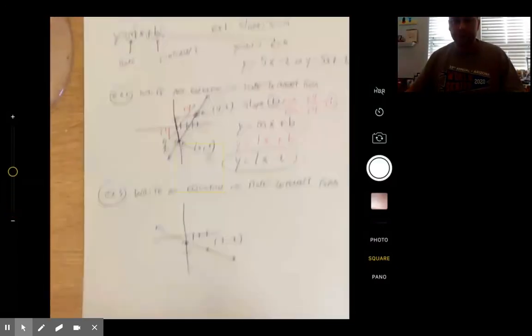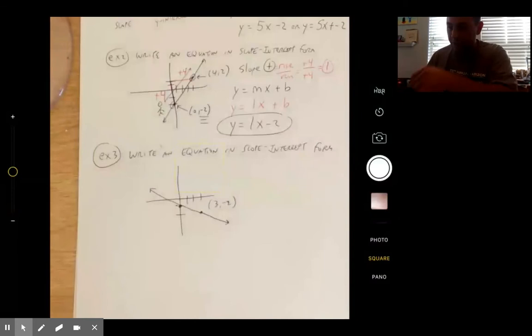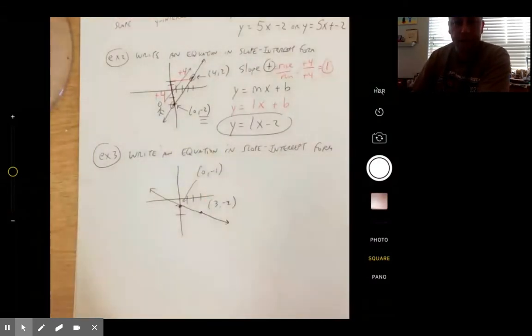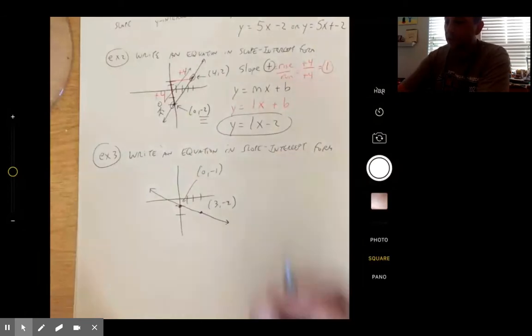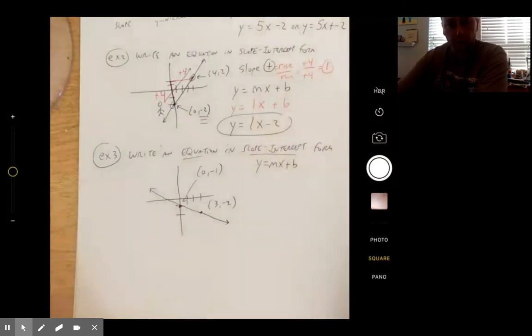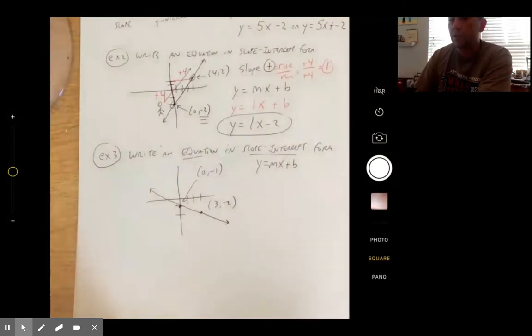I think I'm figuring out how to zoom in a little bit. So here's our point, and this one's going to be at 0, -1. Now we need to write an equation in slope-intercept form. We already know that this is the equation that we're looking for. And we have 2 points on the line.